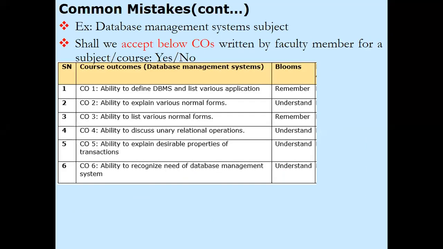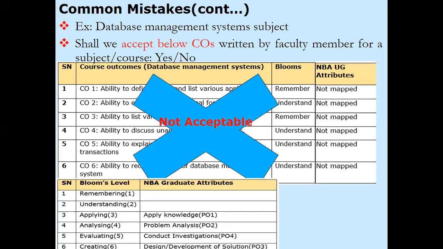Now, there is a subject called database management systems. The faculty member has written the 6 course outcomes as below. Shall we accept the following 6 course outcomes written by the faculty member? You can say yes or no. The answer is no. Here, he has written 6 course outcomes, but all of them are written based on the understanding level and remember level. I already told you that if you write the course outcomes based on Bloom's level 1 and level 2, in the sense of understanding level and remembering level, you cannot map any PO directly.